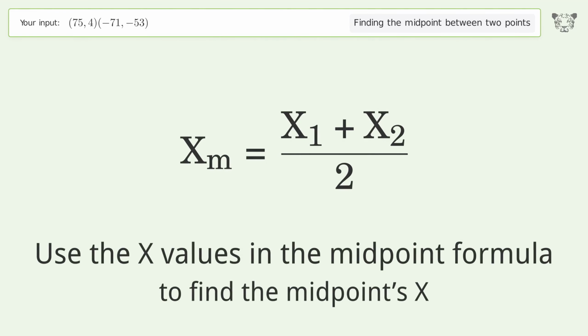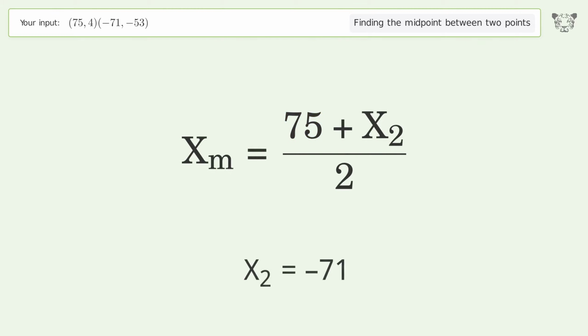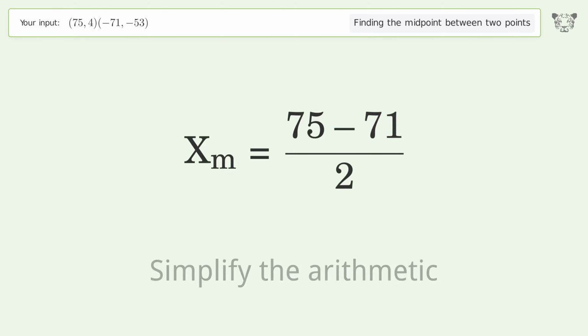Use the x values in the midpoint formula to find the midpoint's x. x1 equals 75. x2 equals -71. Simplify the arithmetic.